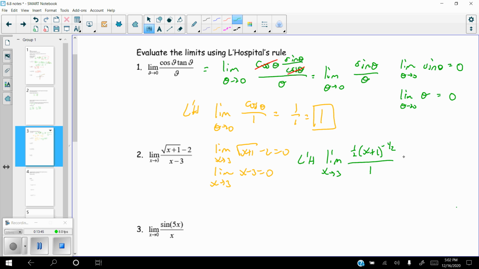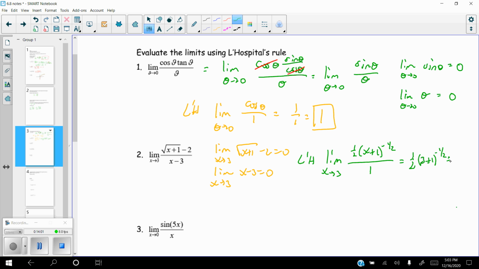So really, we don't really need to have the 1 in the denominator, but we can leave it there. So now if I plug 3 in there, I'm going to get 1/2 of 3 plus 1, which is 4, to the negative 1/2 power.